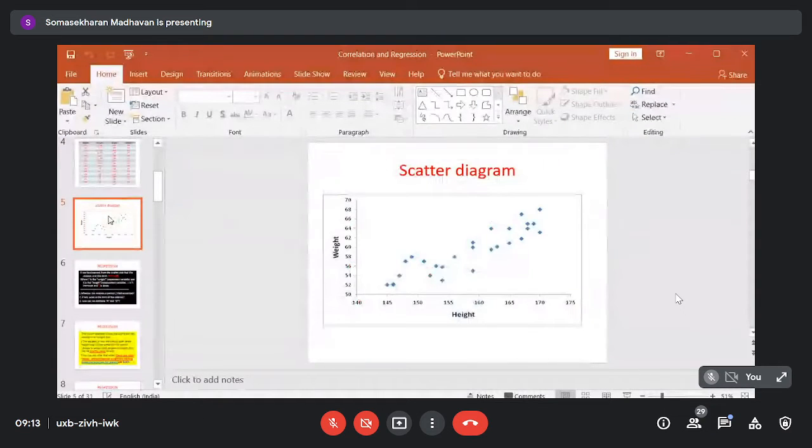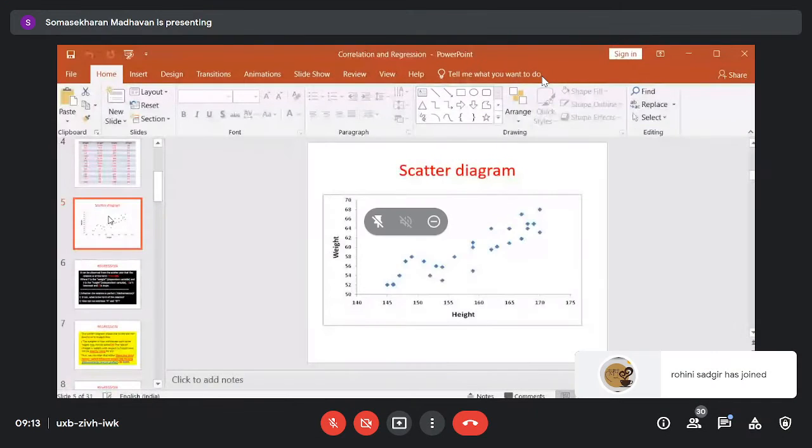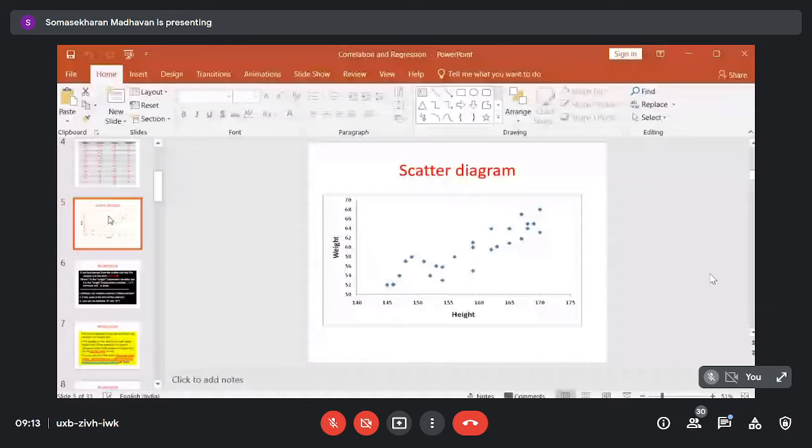In order to check whether there is any observed relation between the variables, you can go for a scatter plot or a scatter diagram. This is a simple diagram in which you take one variable, usually the independent variable, on the x-axis and the dependent variable on the y-axis. Can you see this? Whether the slide is moving? Yes, sir, the slide is moving.